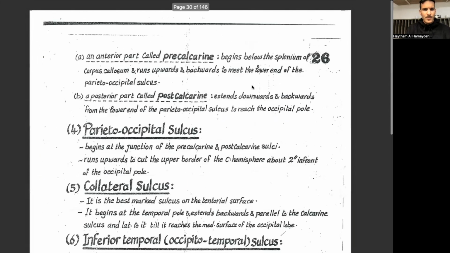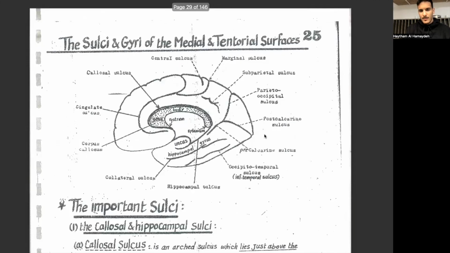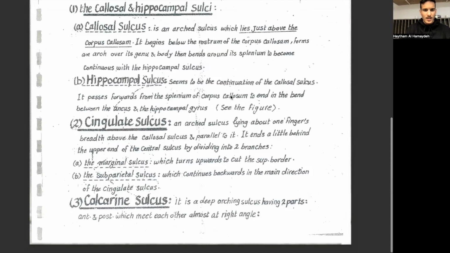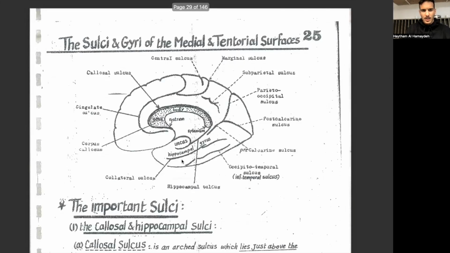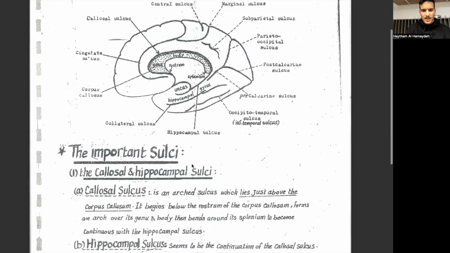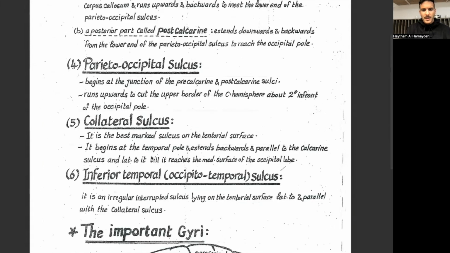And then you have the parietal occipital sulcus, okay? The sulcus that is found between the parietal lobe and the occipital lobe, parietal occipital sulcus. And then you have the collateral sulcus, which is right here, okay? It begins in the temporal lobe and extends backwards, parallel to the calcarine sulcus and lateral to it, till it reaches the medial surface of the occipital lobe.